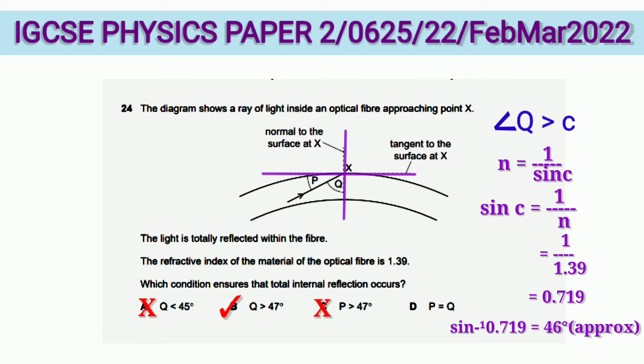And in option D, P and Q are equal. Since together they make 90 degrees, if P and Q are equal, then each will be equal to 45. That makes Q less than 46. So option D is also incorrect. Option B is the correct answer here, because only here angle Q is greater than critical angle. So Q greater than 47, option B is the correct answer.